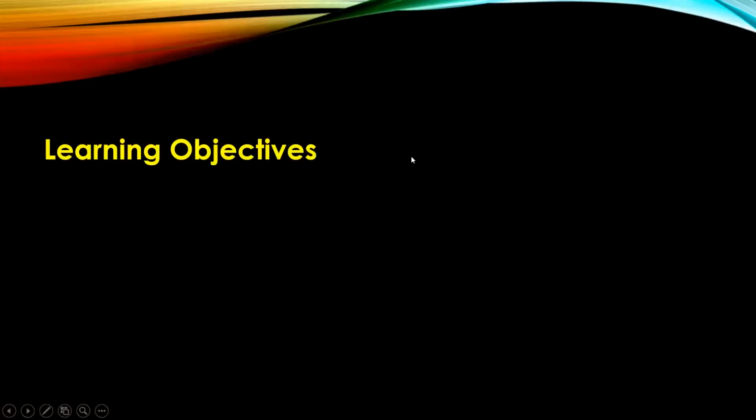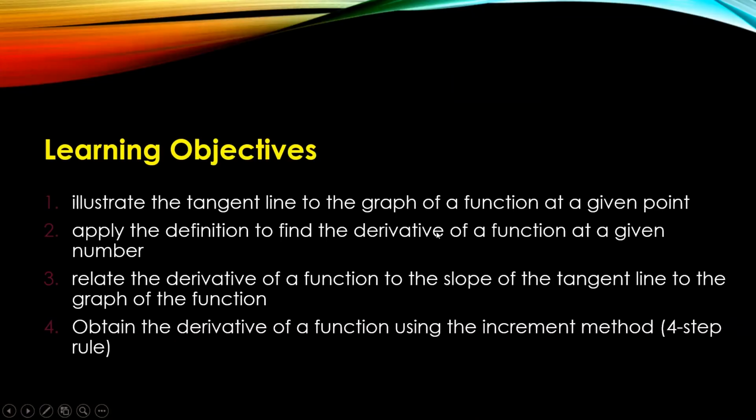So what are the learning objectives for this module? It's to illustrate the tangent line to the graph of a function at a given point, apply the definition to find the derivative of the function, relate the derivative to the slope of the tangent line to the graph, and obtain the derivative using the increment method.